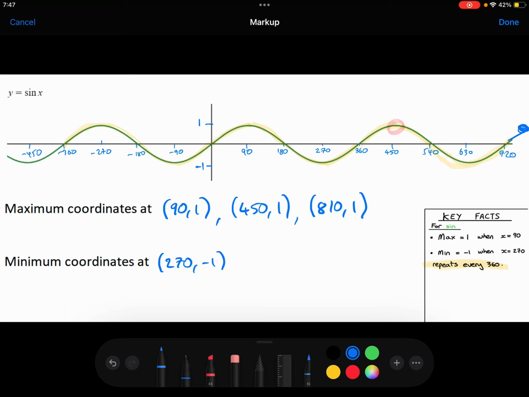And similarly with the minimum coordinates, I can find other minimum coordinates by adding 360. 270 plus 360 is 630. That's this minimum coordinate here. Or I could always subtract 360 as well. I could do 270 minus 360. That gives me this minimum point here.